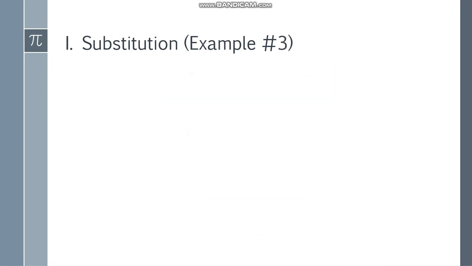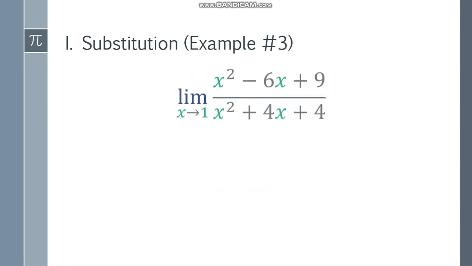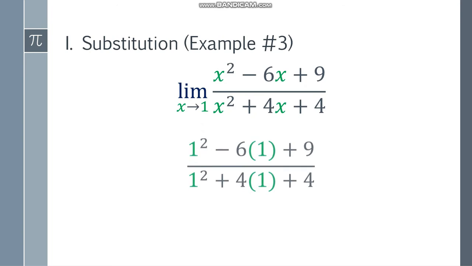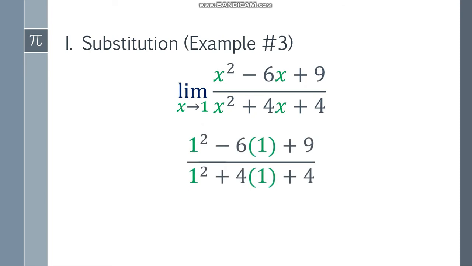Let's move on to example number 3. Okay, we have a complicated problem. So in the numerator part, we have x squared minus 6x plus 9 over x squared plus 4x plus 4. We can do direct substitution. So just replace x with 1. So you have 1 squared minus 6 times 1 plus 9. And for the denominator, that will be 1 squared plus 4 times 1 plus 4.